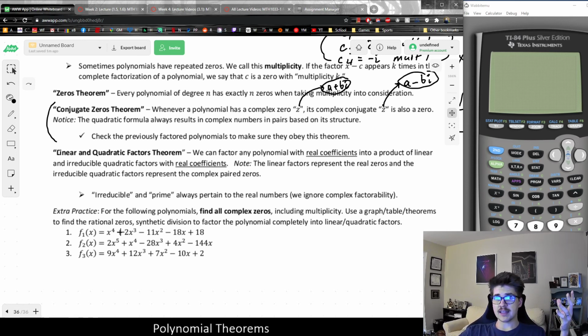Looking at them, this is degree 4. This has to have 4 zeros when you're taking multiplicity into consideration. Find all 4, identify their multiplicity. Same with number 2, it's got to have 5. See if you can find them all as a challenge.